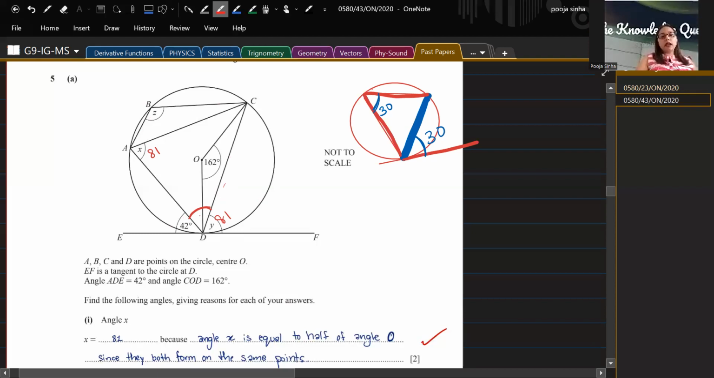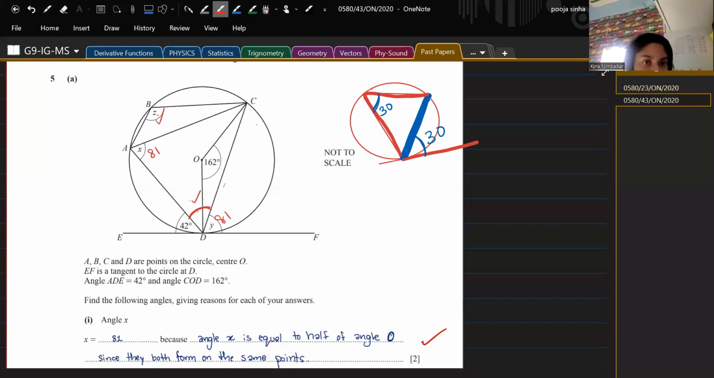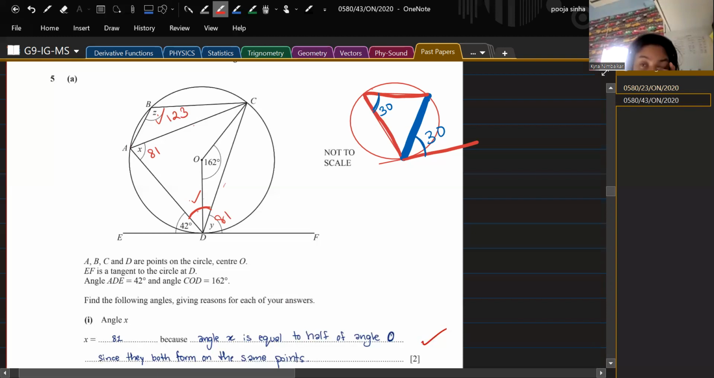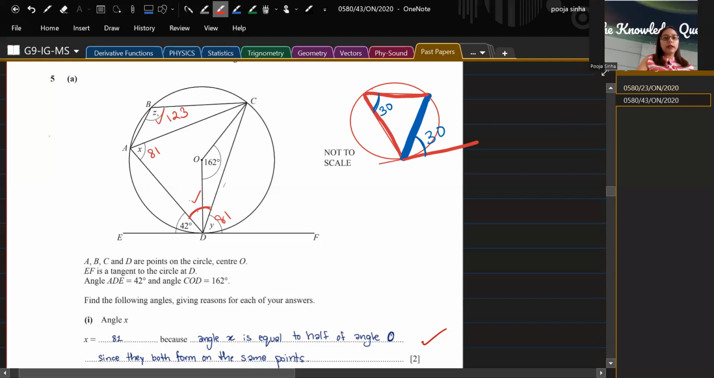Can I say that whatever value you get here, z plus this angle will be 180 because it's a cyclic quadrilateral? That would be 57. So if this is 57, then this will be 123. I don't get how it's 120. Because it's a cyclic quadrilateral. Cyclic quadrilateral का मतलब है a quadrilateral which has its four sides on the circle. Okay. That's a cyclic quadrilateral.